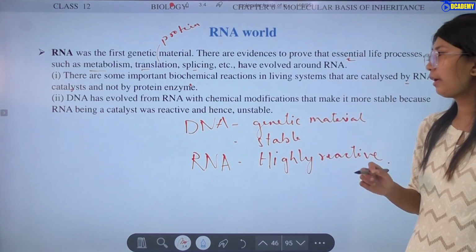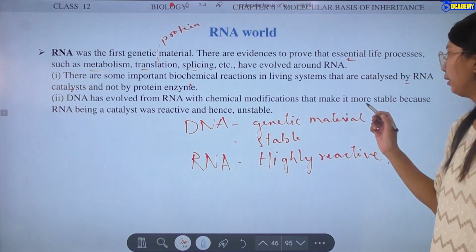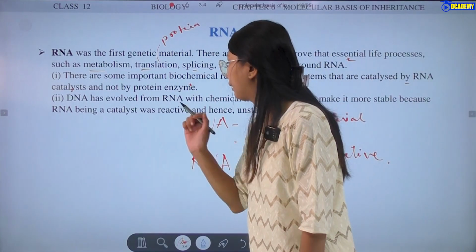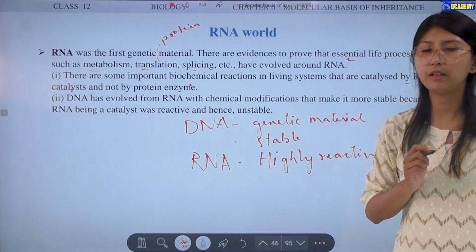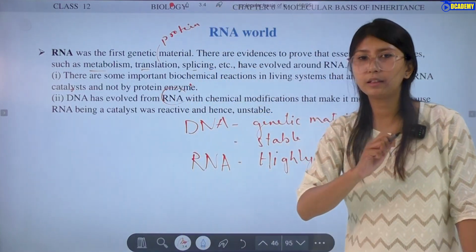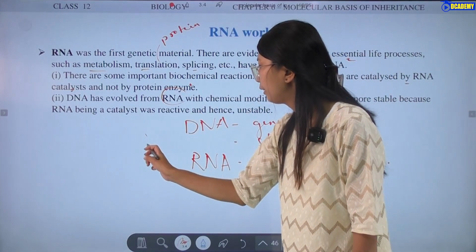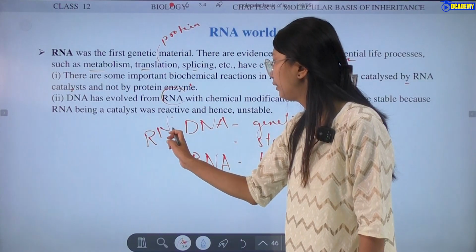Then DNA has evolved from RNA with chemical modification that makes it more stable, because RNA being a catalyst was reactive and hence unstable.